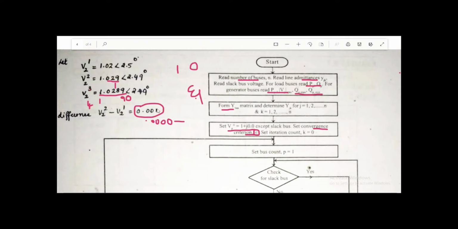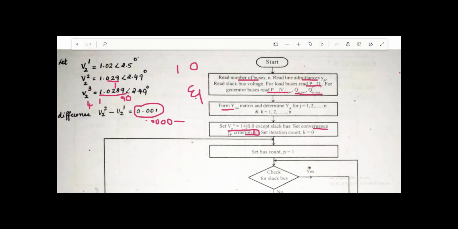If this condition is not satisfied, you will proceed with the iteration by increasing the count, k equals k plus 1. So why are we setting a convergence criterion? Because if we do not set any convergence criterion, we will go on doing this iteration an infinite number of times. Okay, so at some point of time we need to stop the iteration. For that we are using this convergence criterion epsilon. I hope this is clear to you.